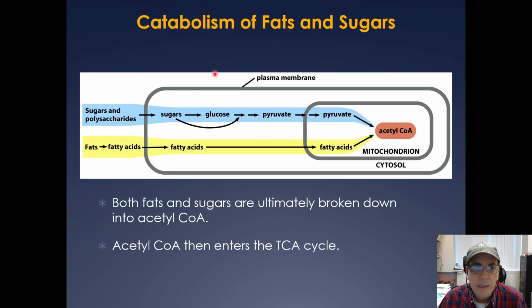If we look here, you can take in foodstuffs as sugars and polysaccharides, and the sugars can be stored as glycogen and eventually broken down into glucose, and then through glycolysis converted into pyruvate, and then the pyruvate can be converted into acetyl coenzyme A. Same thing with fats. Fats and fatty acids can come in and get stored in fat droplets, and then they can be broken down and converted into acetyl coenzyme A. The acetyl coenzyme A is then used for the TCA cycle.